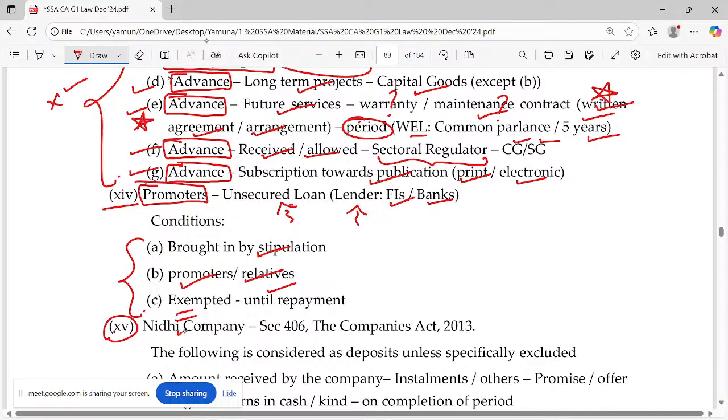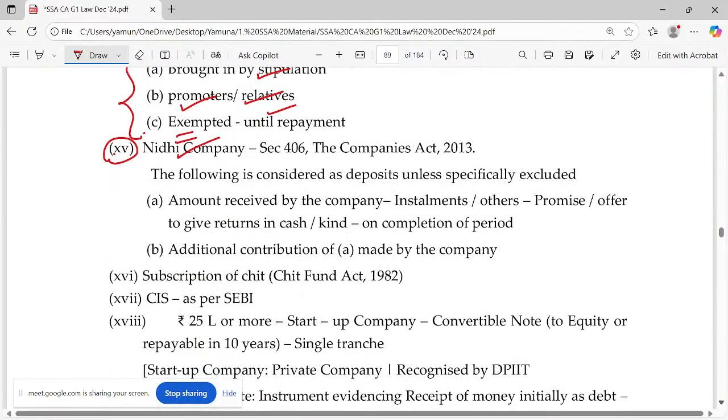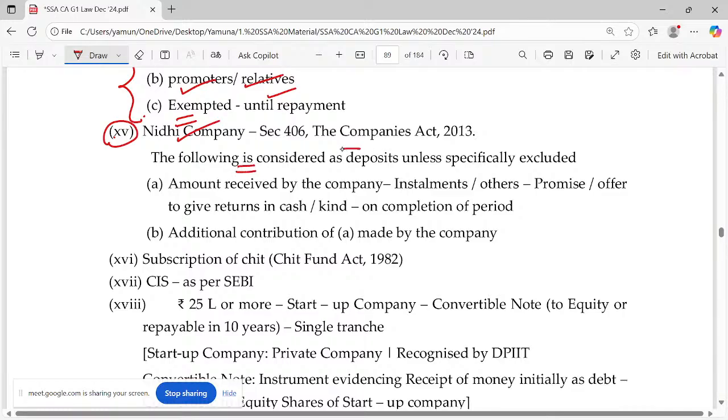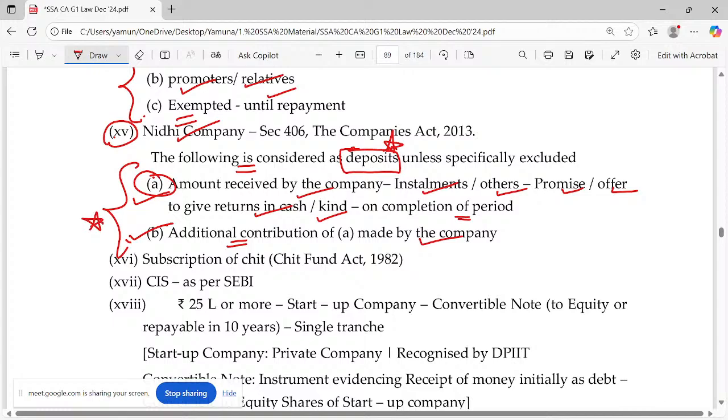And yes, 15th point, Nidhi company, which follows from section 406 of the Companies Act. The following money is considered as deposits. Please highlight: this A point and B point is considered as deposit unless specifically excluded. Specifically excluded means what? It should be completely returned or expressly excluded. Amount received by a company by way of installments, or by way of a promise or offer to return something in cash or kind on completion of the period, or additional contribution, where some additional contribution is made by the company. So these are 2 points to be noted.